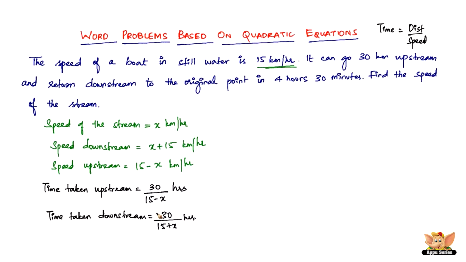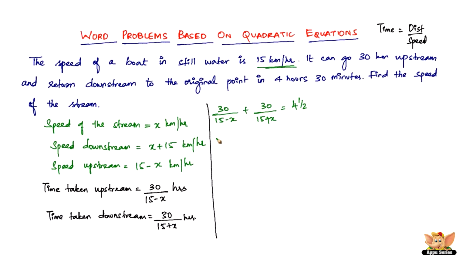So this is the point where you get to form the equation. It says it can go 30 kilometers upstream and return downstream to the original point in 4.5 hours. So you add these two times, and it's going to consume 4.5 hours. That's all. So that is the equation there. Once you get that, you're done. So 30 divided by 15 minus x plus 30 divided by 15 plus x is going to give you 4.5 hours. This is in hours, so 4.5 is a mixed fraction, so let us write it as 9 by 2.